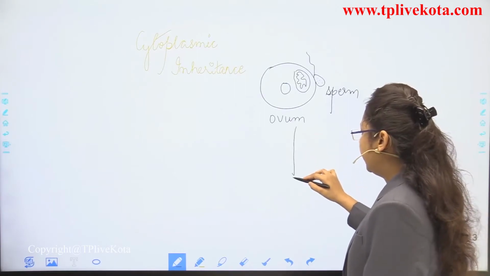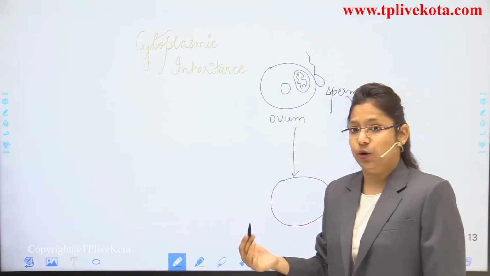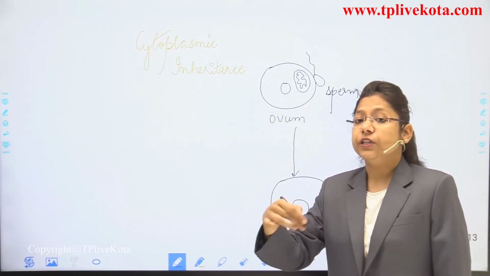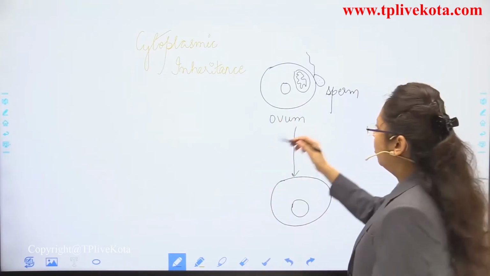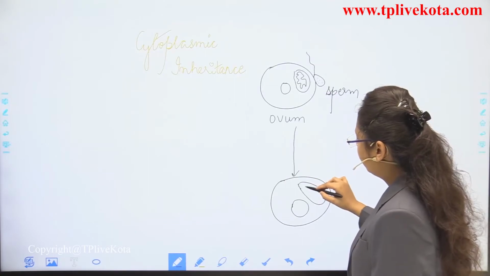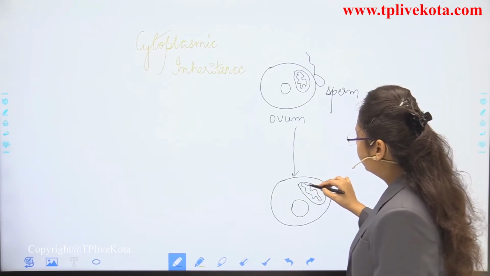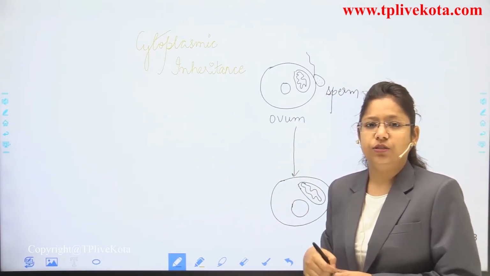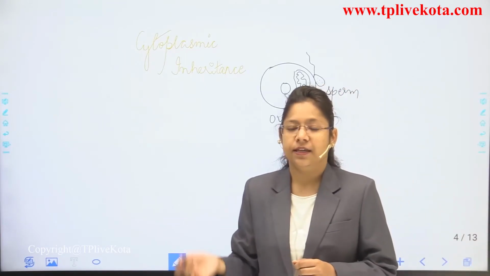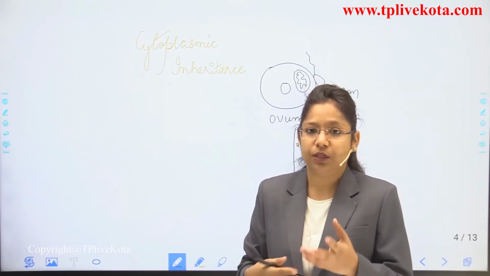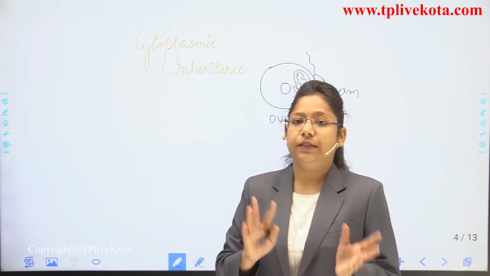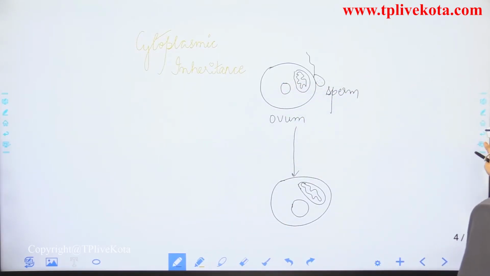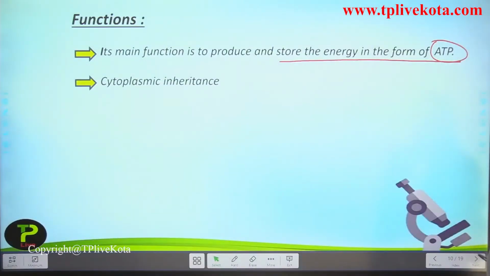After fusing, they form a zygote. The zygote contains the same mitochondria which were present in the ovum cell. So this mitochondria has been transferred from the female gamete to the zygote. This is known as cytoplasmic inheritance. It means the gametes are responsible for transferring mitochondria towards the zygote formation. Did you understand this? Now, we are moving on to the next point, the next function of mitochondria.